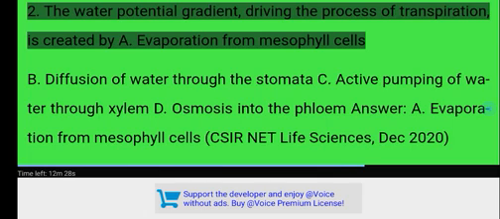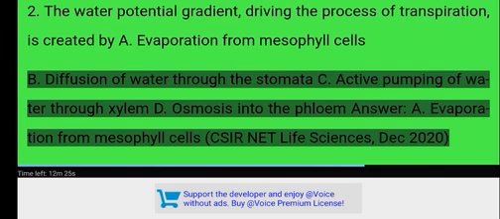2. The water potential gradient driving the process of transpiration is created by: A. Evaporation from mesophyll cells, B. Diffusion of water through the stomata, C. Active pumping of water through xylem, D. Osmosis into the phloem. Answer: A. Evaporation from mesophyll cells. CSIR NET Life Sciences, December 2020.